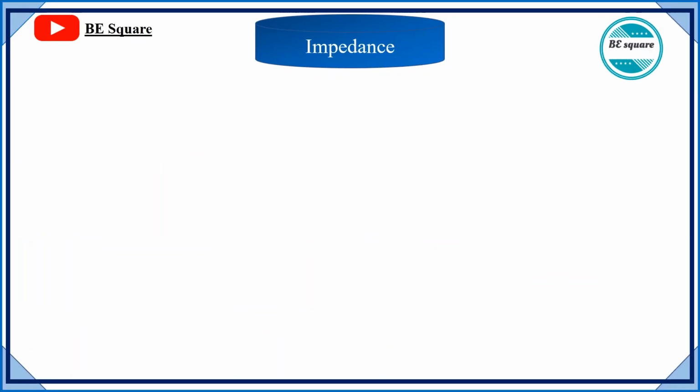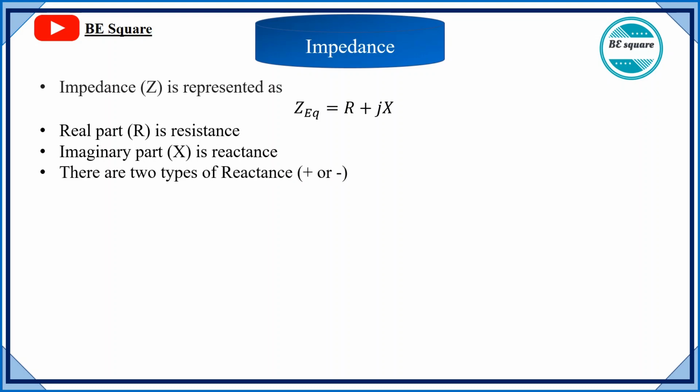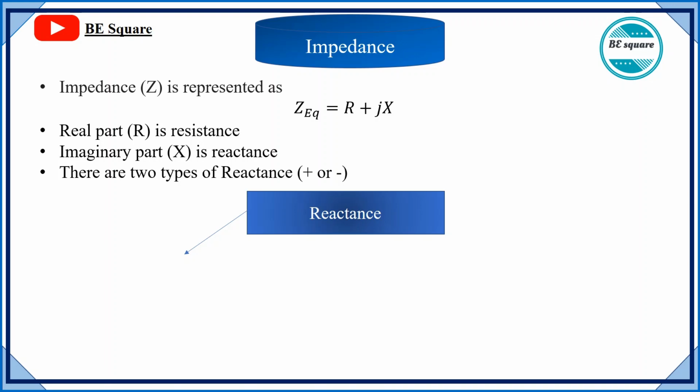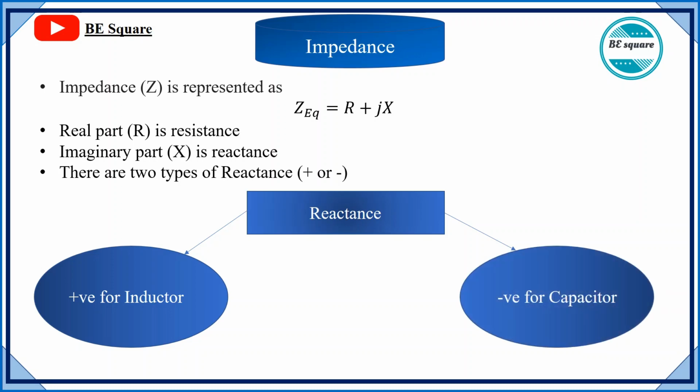Impedance Z is represented as Z equals R plus jX. Here R is the real part and is also known as resistance. X is the imaginary part and is also known as reactance. There are two types of reactance, positive and negative reactance. The first one, positive reactance, is for inductors. The second one, negative reactance, is for capacitors. Here we go.